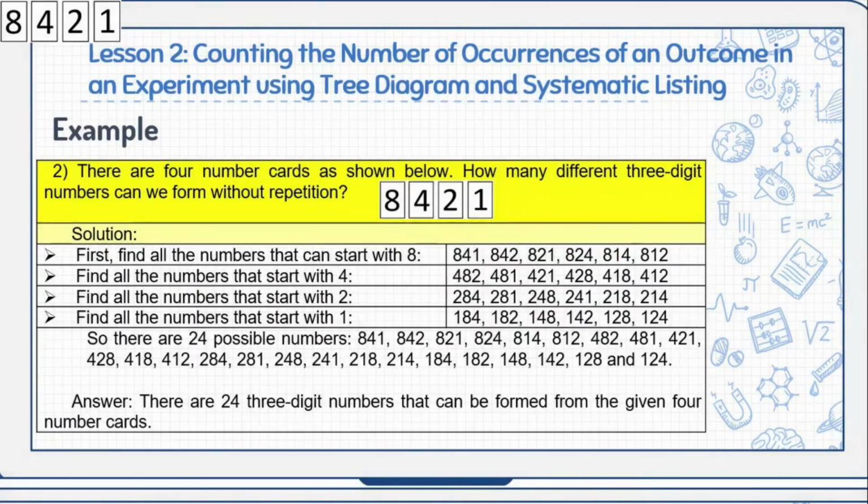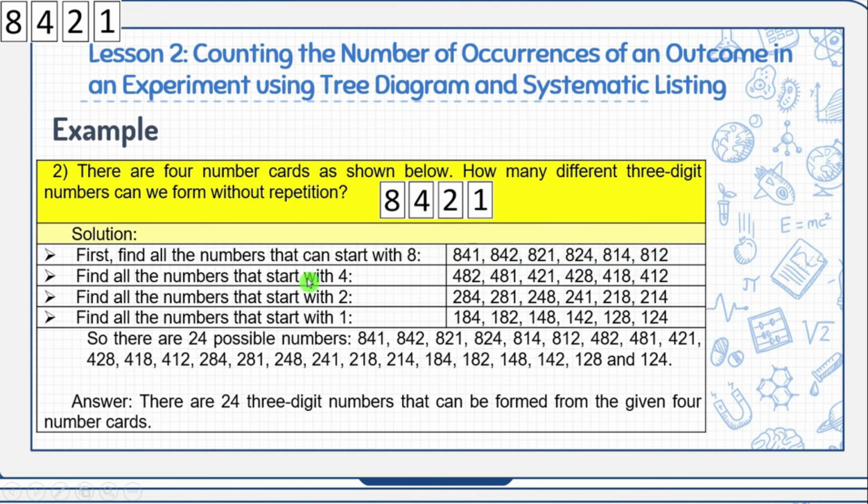Now, for the second example, we have here, there are 4 number cards as shown below. We have here 8, 4, 2, 1. How many different 3-digit numbers can we form without repetition? So, using again the systematic listing, first is find all the numbers that can start with 8. Since 3-digit lang out of 4 cards, so we can have here 841, 842, 821, 824, 814, 812.